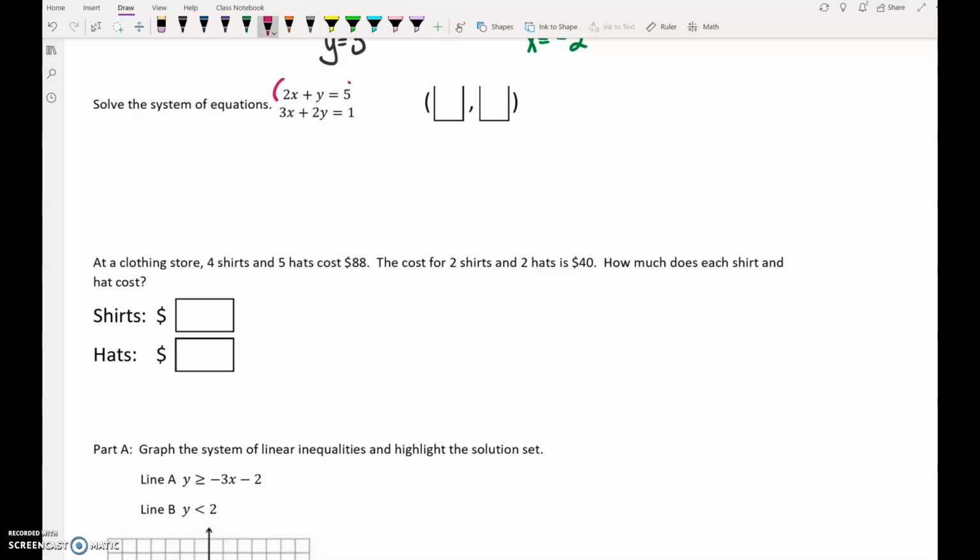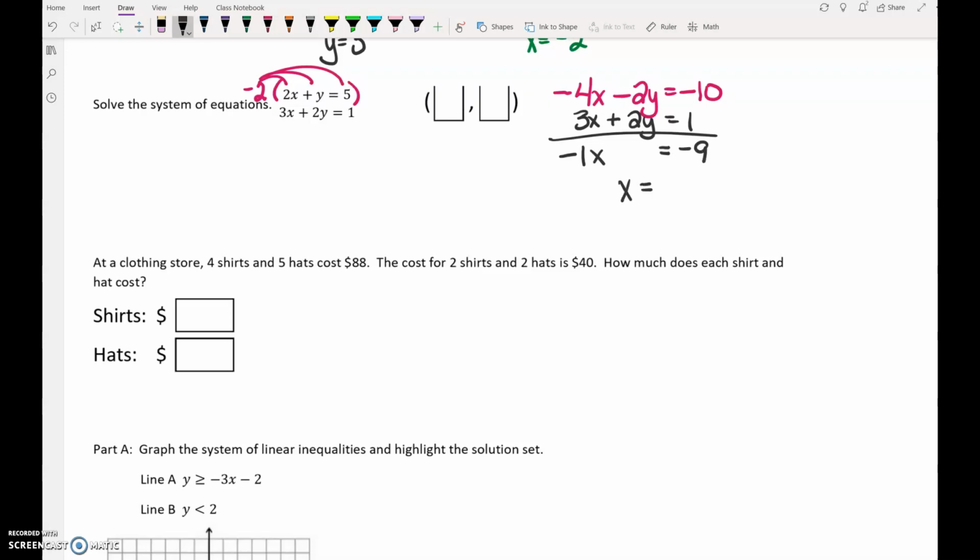So I would multiply the top one by -2 so that I have -2y on my top equation and +2y on my bottom equation. So negative 1x equals, oops, I am making all kinds of mistakes here. I forgot to distribute that negative 2 to the 5. So that would be a negative 10 on the right side. x equals 9. And then plug that back in to get your y value.